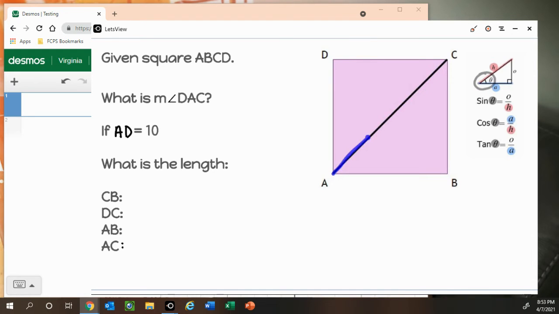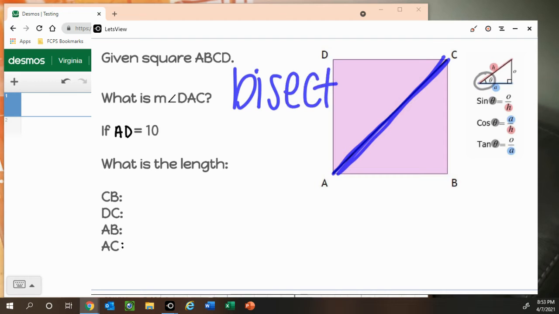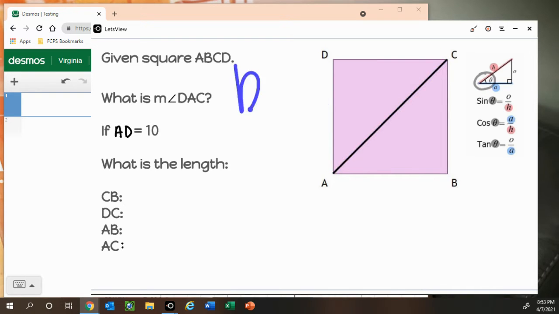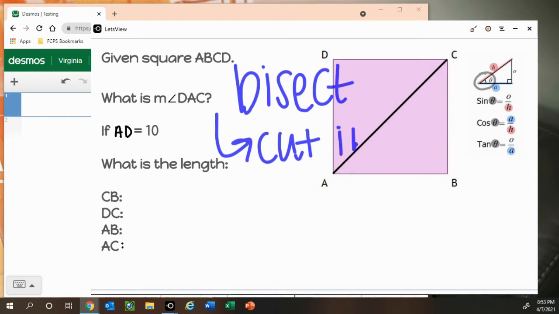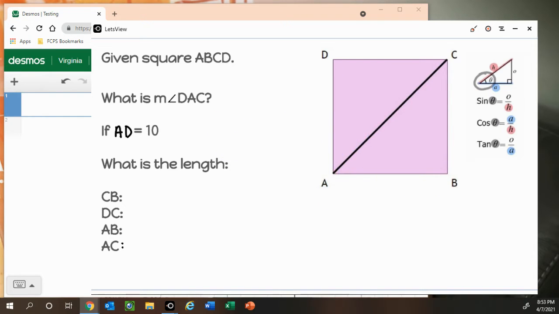And our diagonal right here is going to bisect our angles. For something to be bisected, we cut it into two equal pieces. So this 90-degree angle, we're breaking it up into two pieces that are 45 degrees each. So this angle is going to be 45, same with this angle. So DAC is going to be 45 degrees. Same thing would be happening up here with these angles.